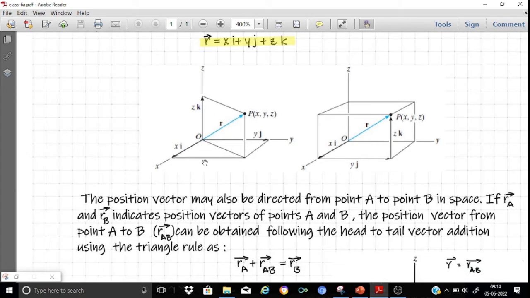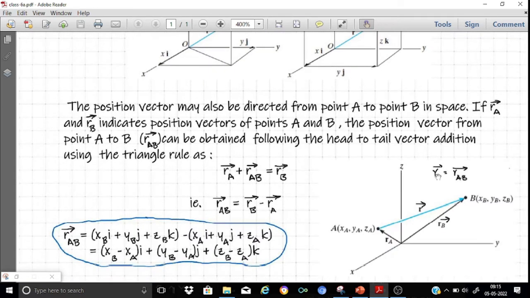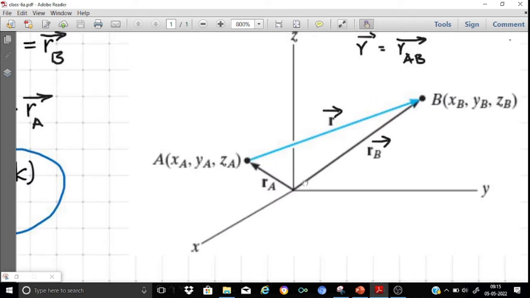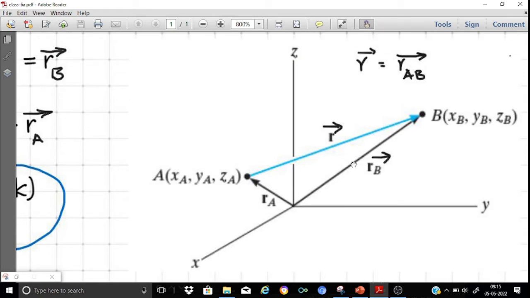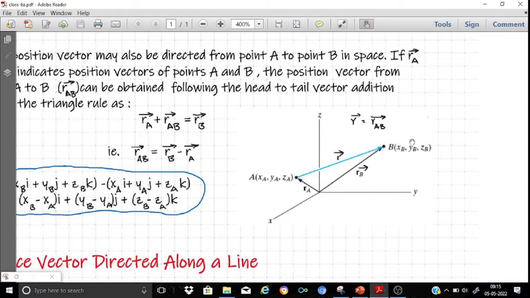Position vector can also be directed from one point to another point. For example, referring to this sketch, here are given 2 points A and B whose coordinates are xa, ya and za, and the coordinate of point B, xb, yb and zb. Here, as can be seen, a position vector is drawn from the point A to point B, or in other words, vector RAB is directed from point A to point B. So here the question is how to obtain vector RAB in terms of the coordinates of the points A and B. Referring to this vector triangle, obviously we know that vector RA is added with the vector RAB in a head to tail fashion, indicating that as per the vector triangle rule, we have vector RA plus vector RAB is equal to vector RB.